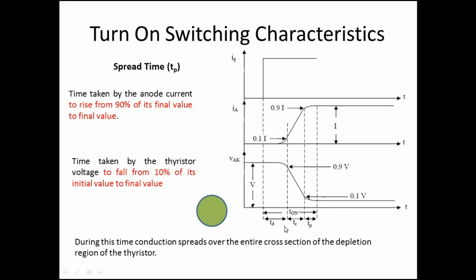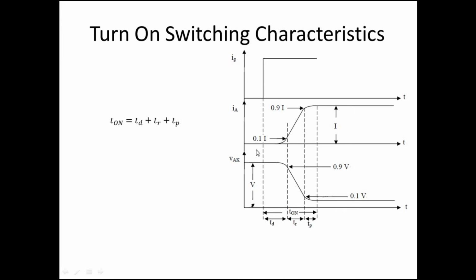So we can conclude that the turn on time has delay time, rise time, and spread time. So this is the switching turn on characteristics of a thyristor. This much time is taken to transfer from the turn off state to the turn on state. Now we can discuss the turn off switching characteristics.